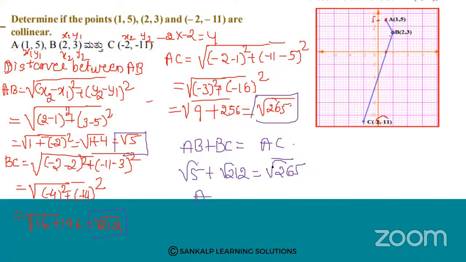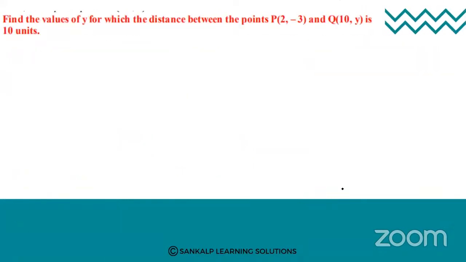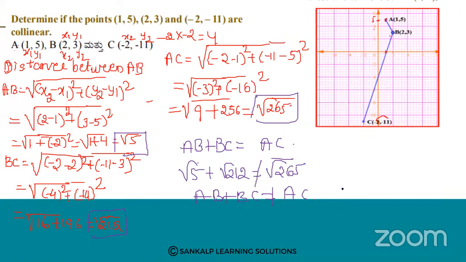Therefore, AB plus BC is not equal to AC. Therefore, these are not collinear. Okay. So 1 second.